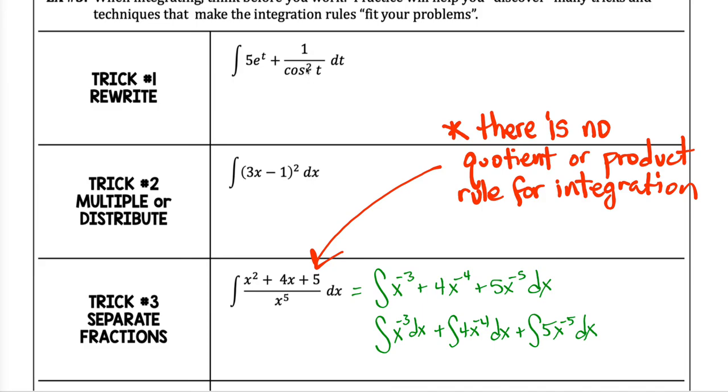Yeah, cosine to the -2 would work. Honestly, I didn't even think of that one. On trig functions, the reciprocals, you don't have to write it as a -2. You can write it as secant squared. But cosine to the -2 would work. I mean, we would write this as secant squared.